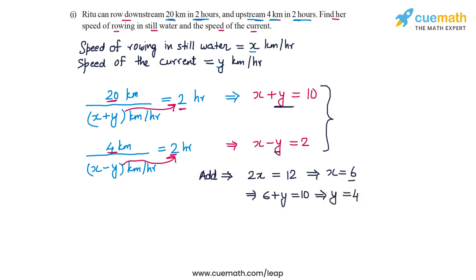So x, which is the speed of rowing in still water, is equal to 6 kilometers per hour, and y, which is the speed of the current, is equal to 4 kilometers per hour. So Ritu can row her boat in still water at 6 kilometers per hour, and the speed at which the water flows in the river where Ritu is rowing is 4 kilometers per hour. So this is our answer.